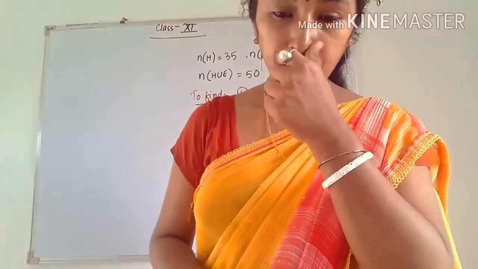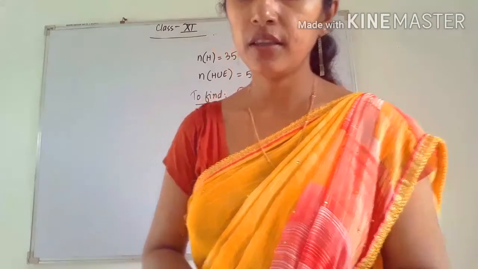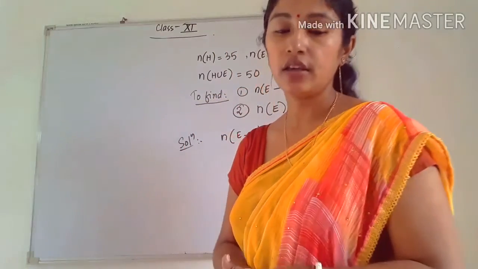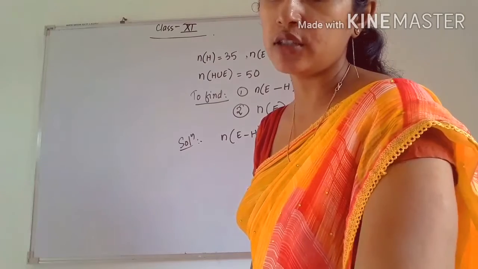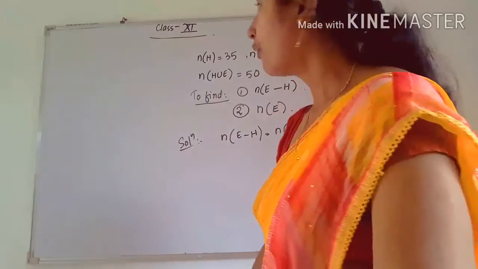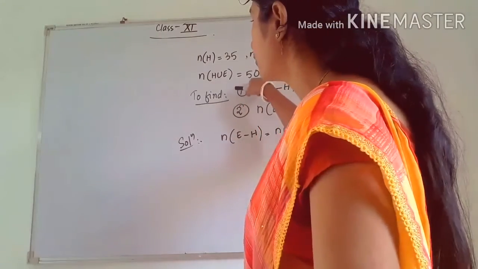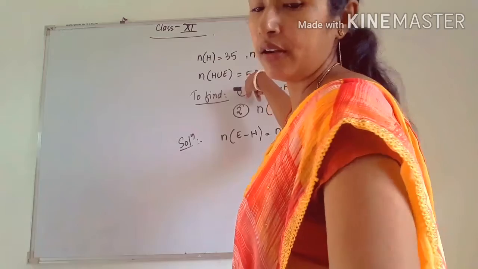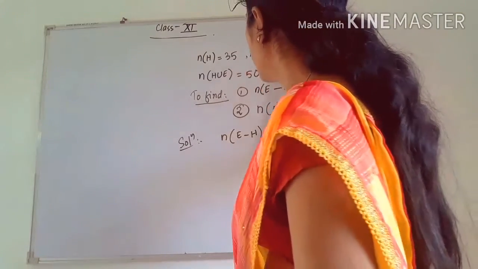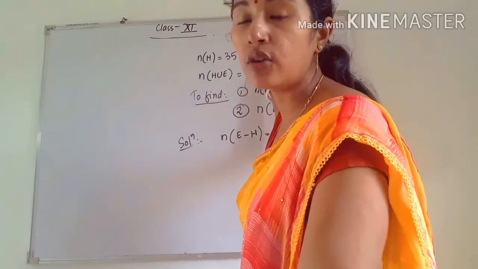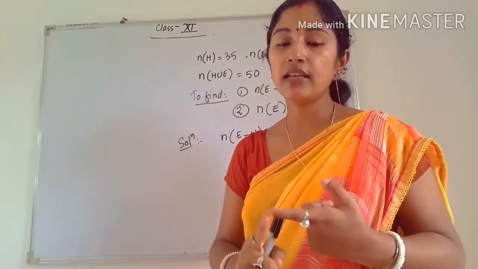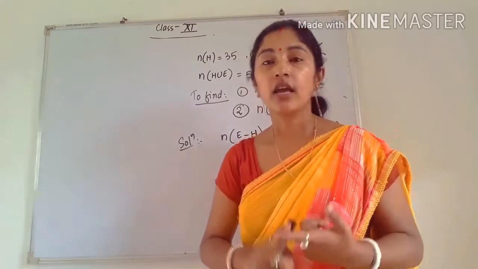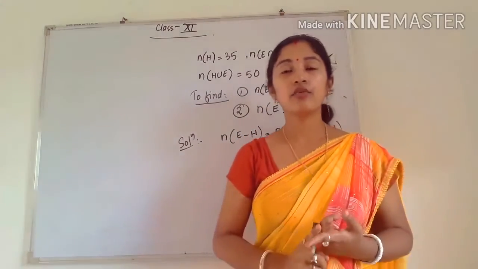In a group of 50 people, 35 speak Hindi, 25 speak both English and Hindi, and all the people speak at least one of the 2 languages. First of all, you have to take the union, that will be 50. There is a group of 50 people, 35 can speak Hindi, 25 can speak both English and Hindi. The next condition is all the people speak at least one of the 2 languages.